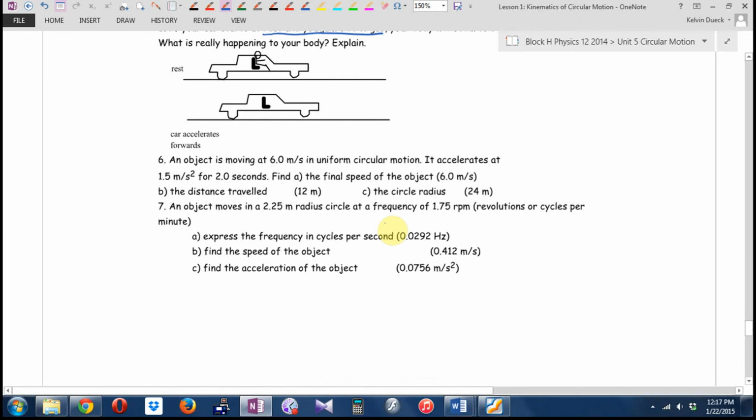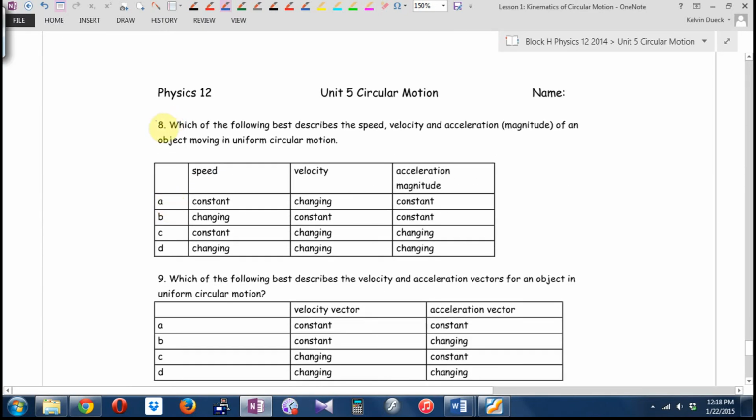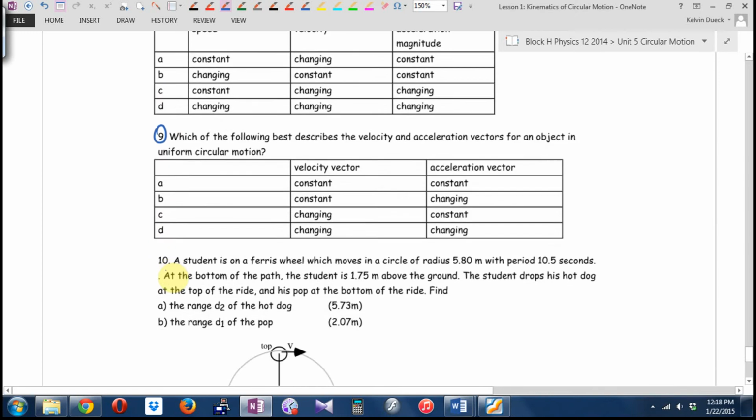Let me finish assigning the homework. 7 is good. Wait a minute, they gave me revolutions per minute. You have to convert that to revolutions per second, and that's the frequency, then get the period. Turn the page. 8 is good, 9 is good, 10 is not.